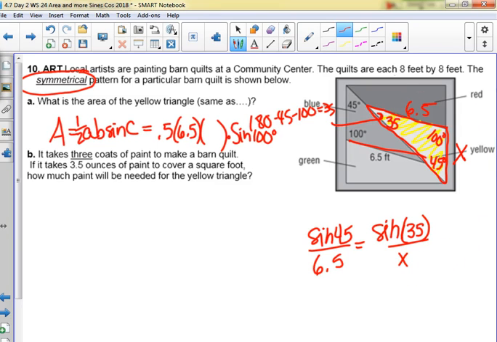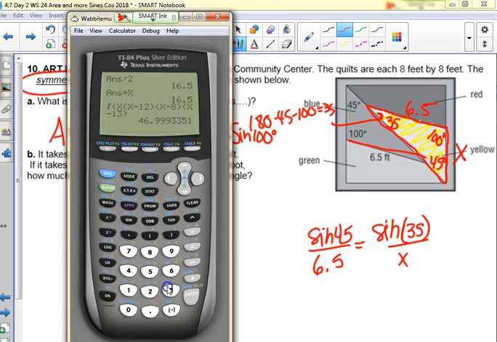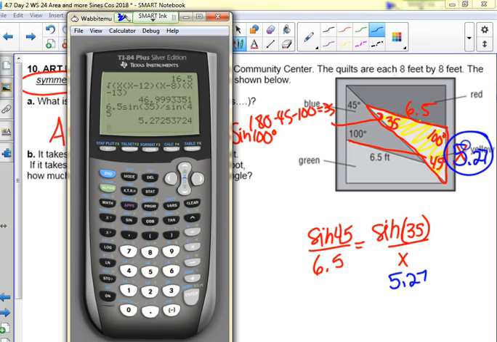All right, so real quick, 6.5 times the sine of 35 divided by the sine of 45. Okay, I got 5.27 for this side.